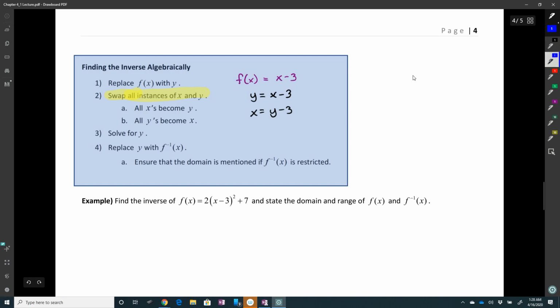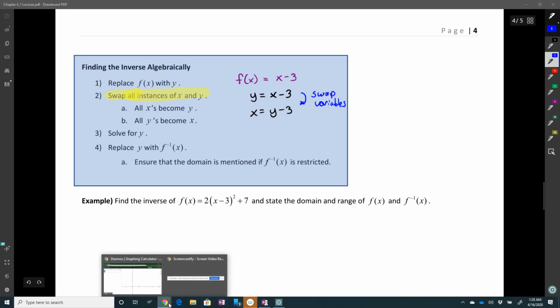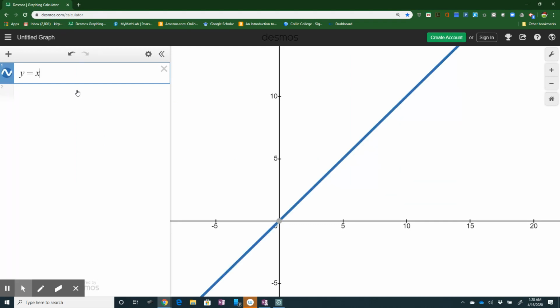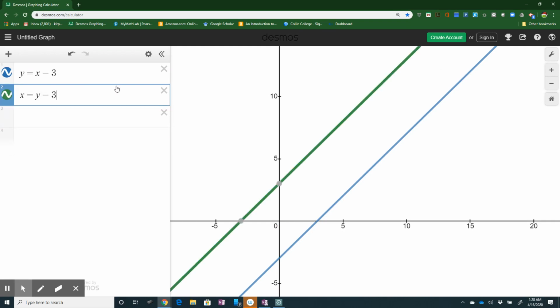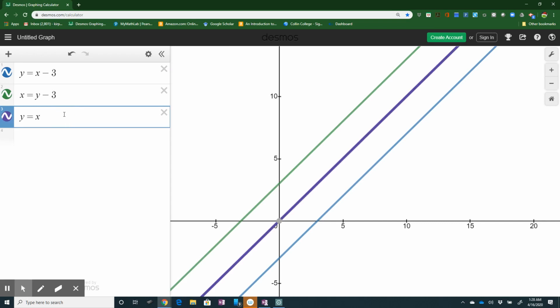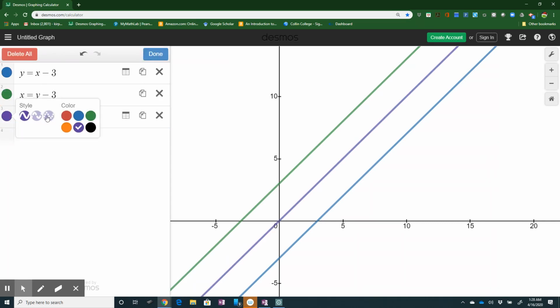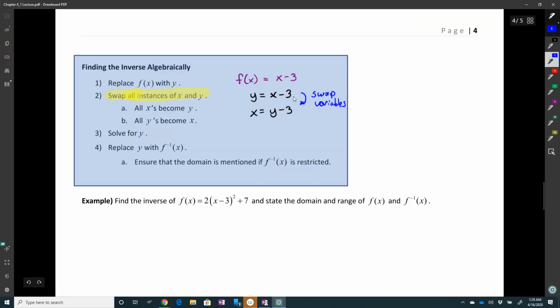So when we swap variables, okay, as it turns out, the act of swapping literally is the inverse. So for instance, y equals x minus 3, x equals y minus 3. Okay, those are inverses. Notice if I do y equals x, the axis of symmetry, they're perfectly symmetrical to the axis of symmetry. So the act of swapping the variables gives you the inverse, but you have to get it in the right form. You got to get it in y equals form.